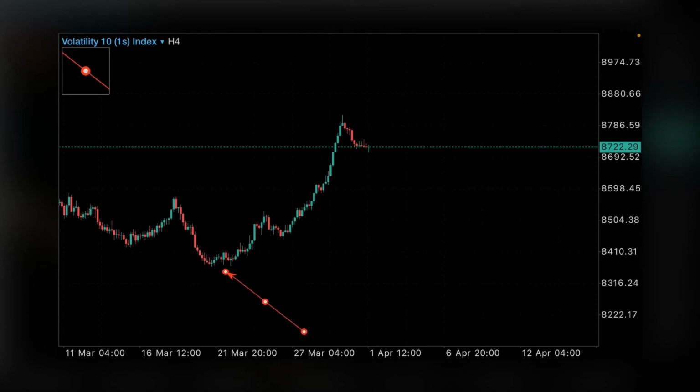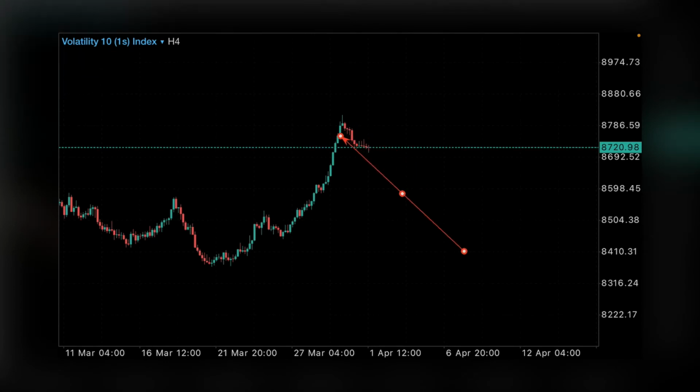In an uptrend, price creates higher highs. You see where I'm pointing at? This is a higher high. Then when price calms down a little bit and continues that uptrend, the point the uptrend started from again is called a higher low. Then price goes back up. So in an uptrend, price creates higher highs, higher lows.